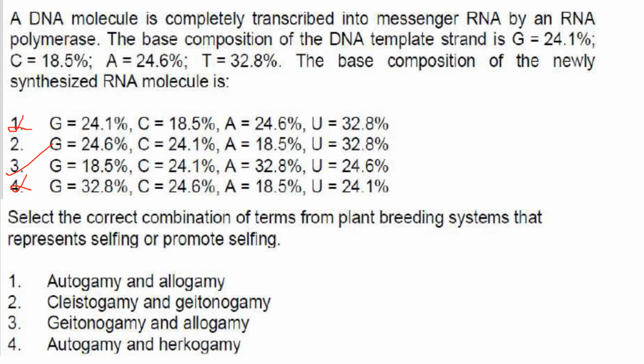So U. Then T is 32.8% in DNA. So A will be 32.8%. So the answer here is option 3.